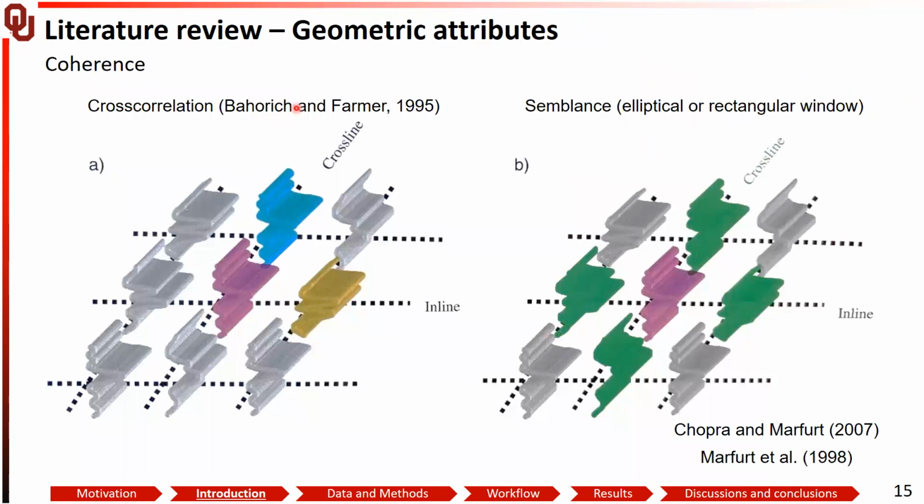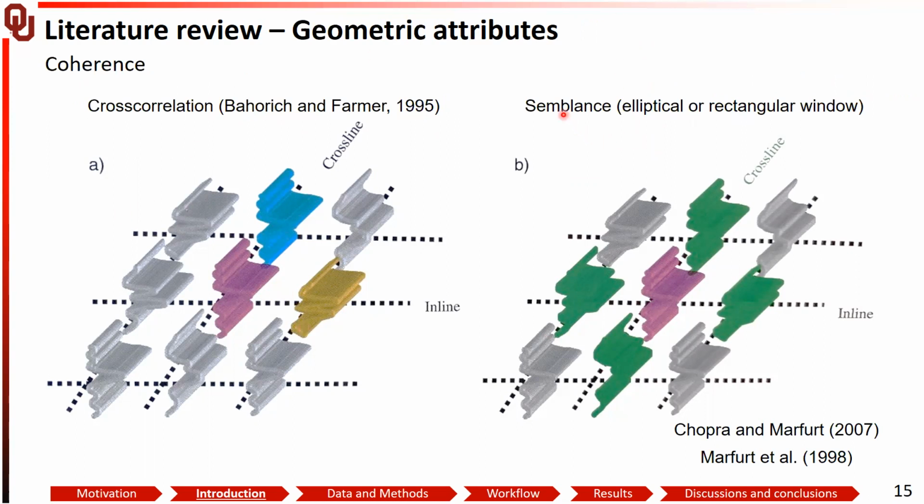More related to the geometric class of attributes, we have a different approach that can be used. Here we have the coherence type of attributes using cross-correlation. So the idea here is that we are going to apply different time lags between adjacent traces to see similarities and regions that can indicate faults, for example, lower similarity anomalies.